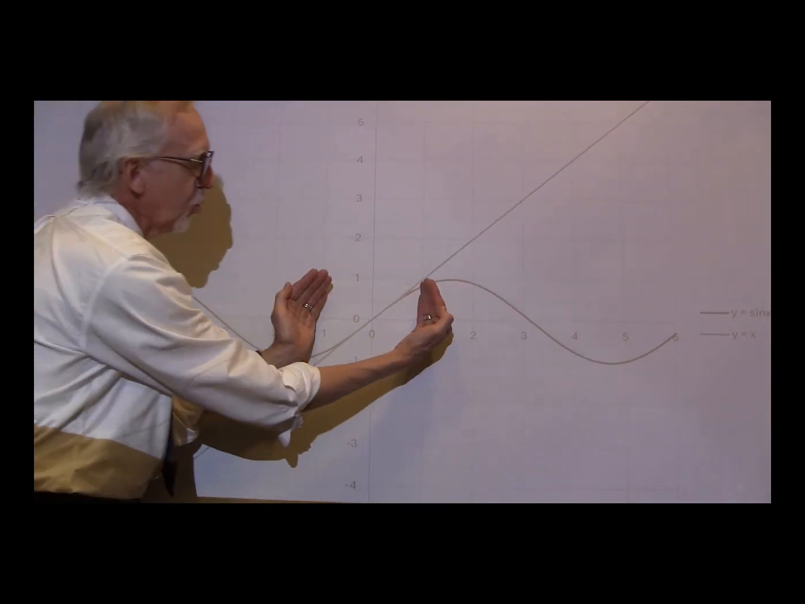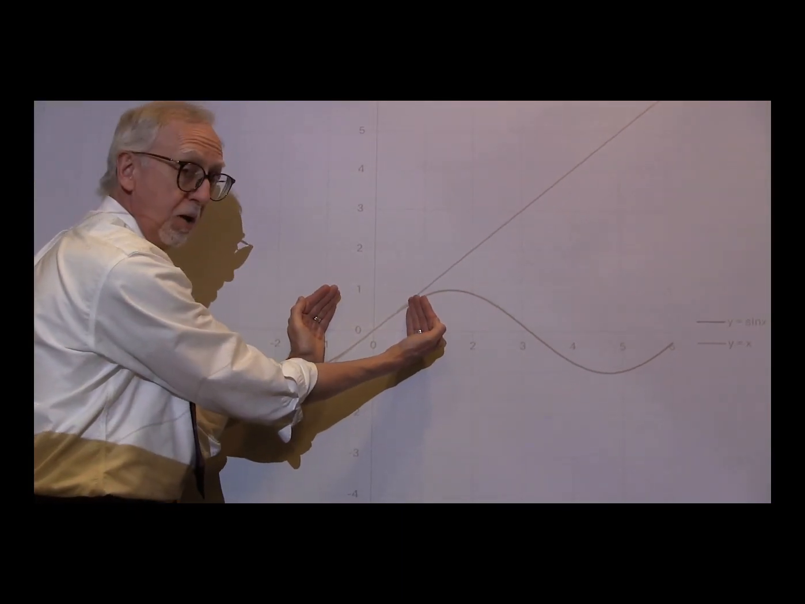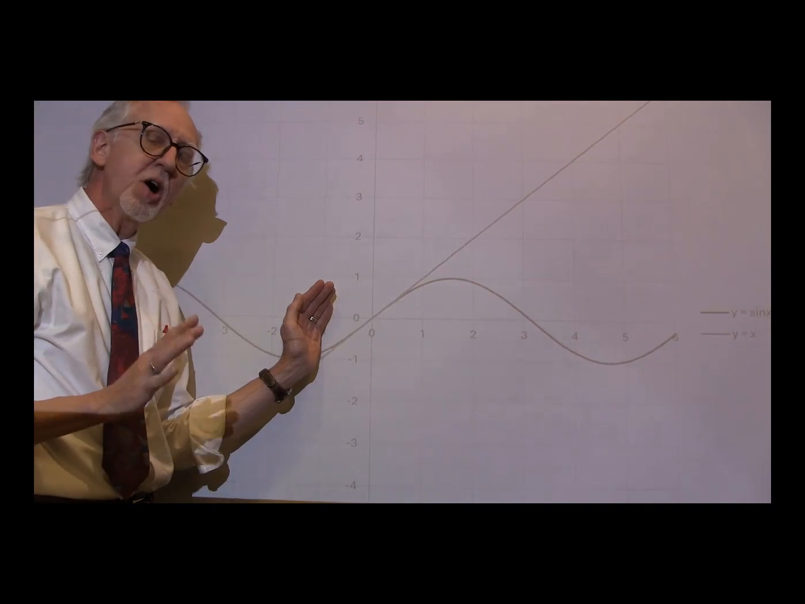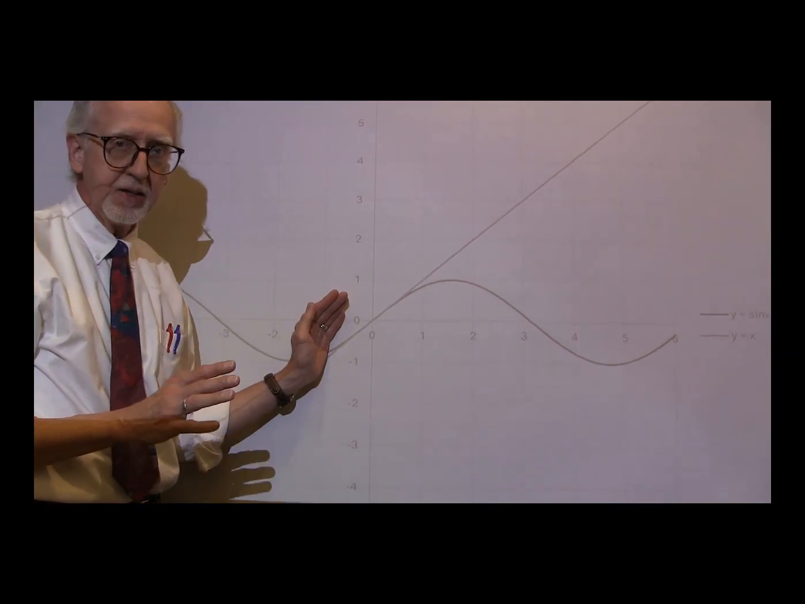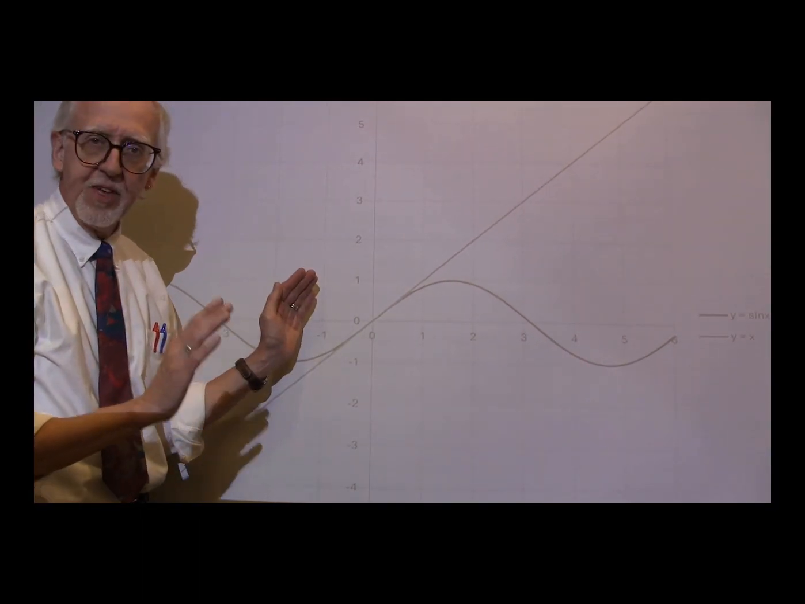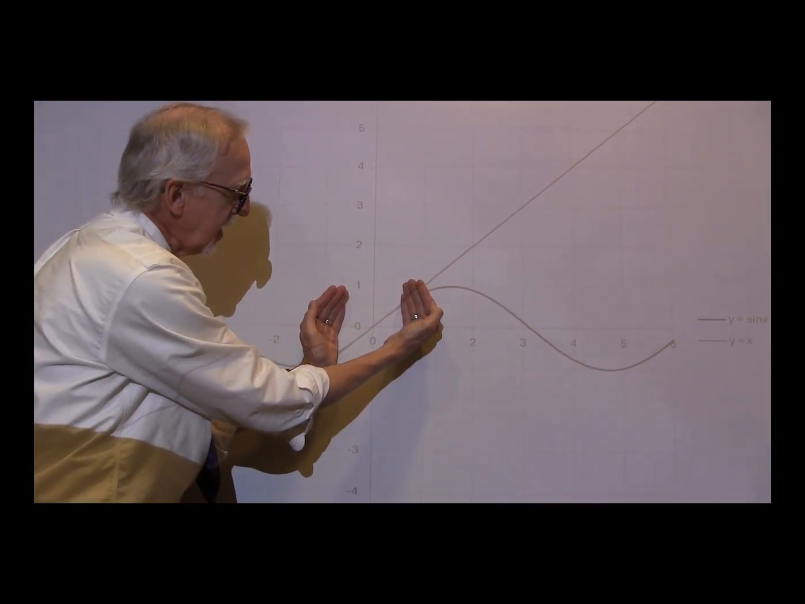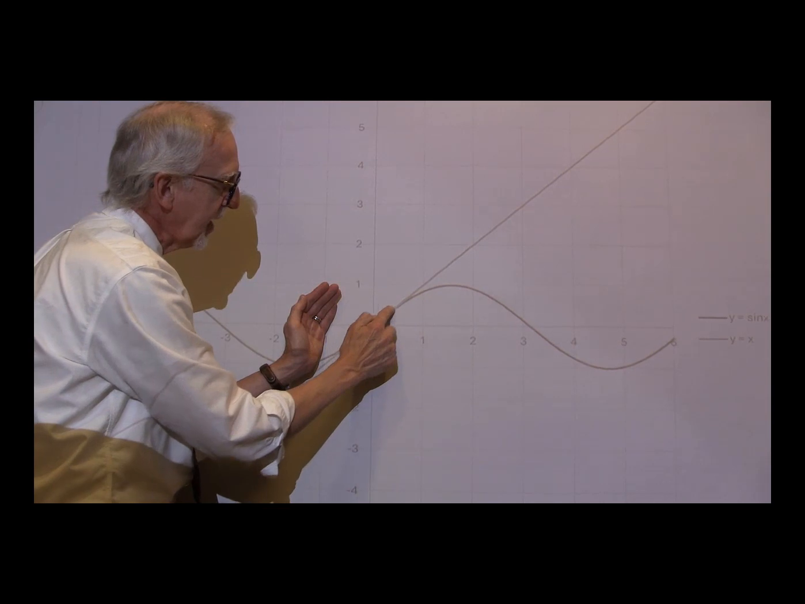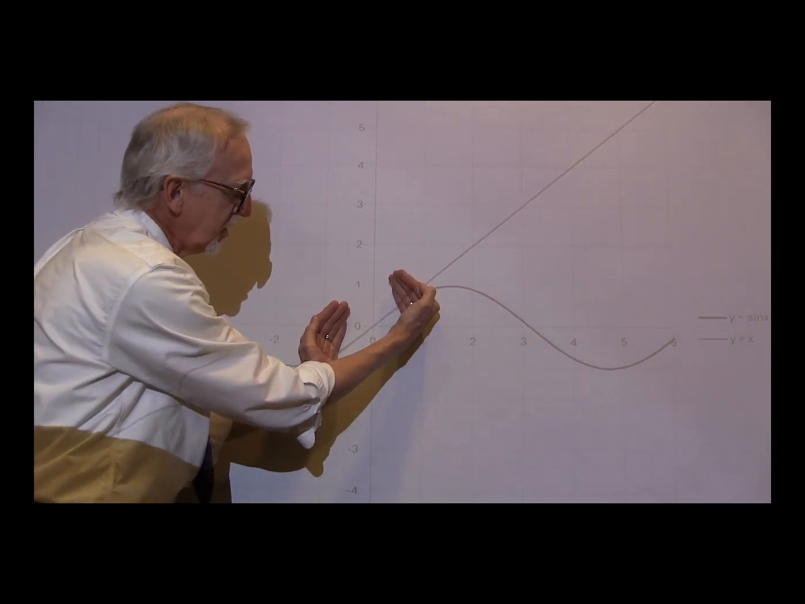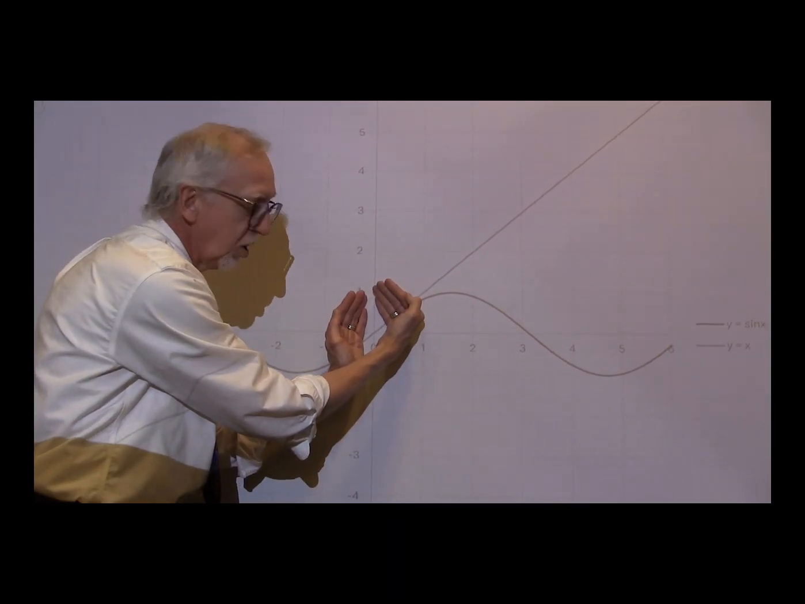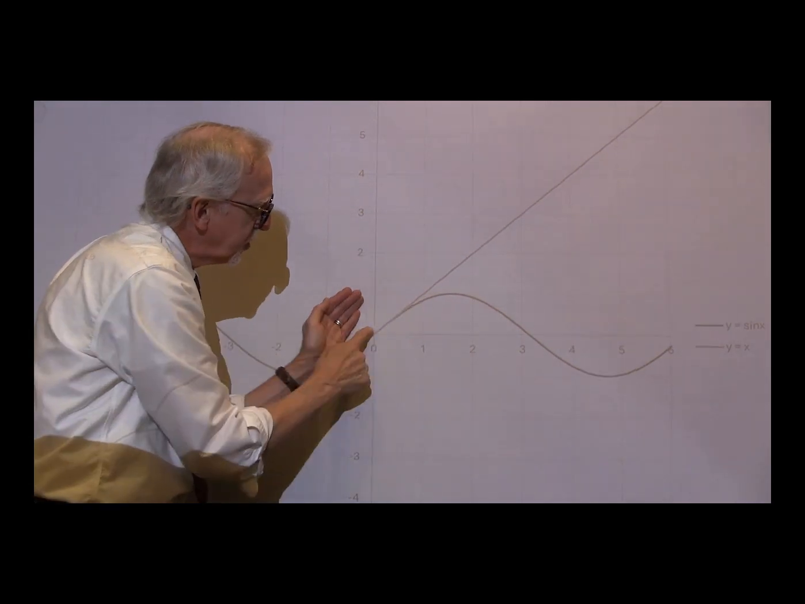In other words, when theta is small, and I'm talking about theta measured in radians, so not degrees, when theta is measured in radians and is small, then the value of sine theta is very, very close to theta. I mean, if we came in close enough, you couldn't even tell the difference between the two lines.